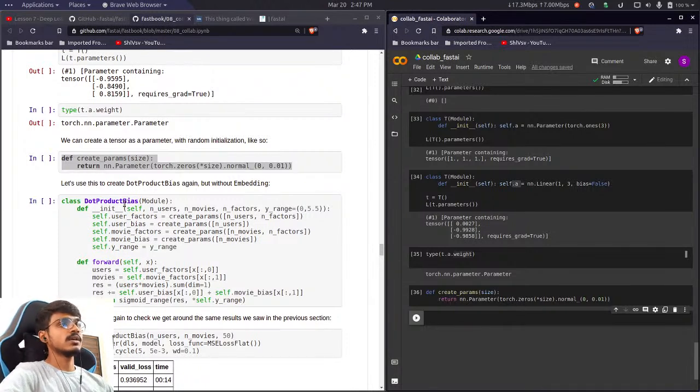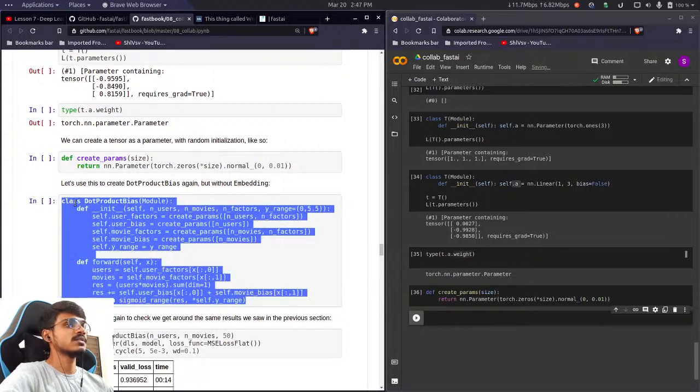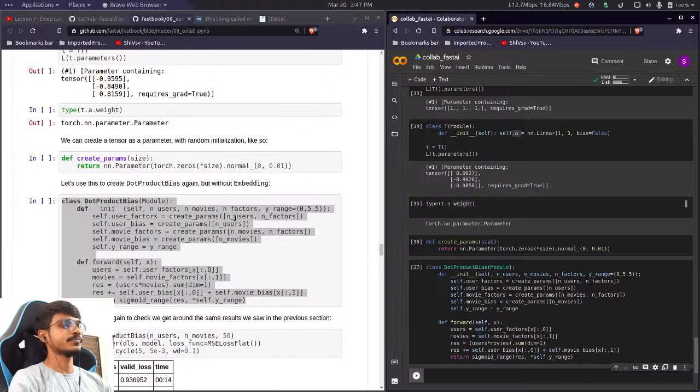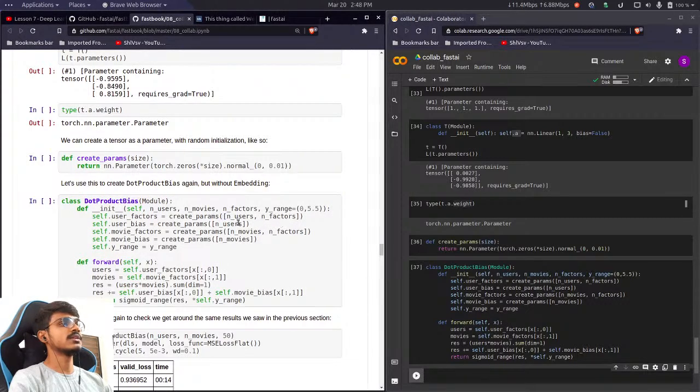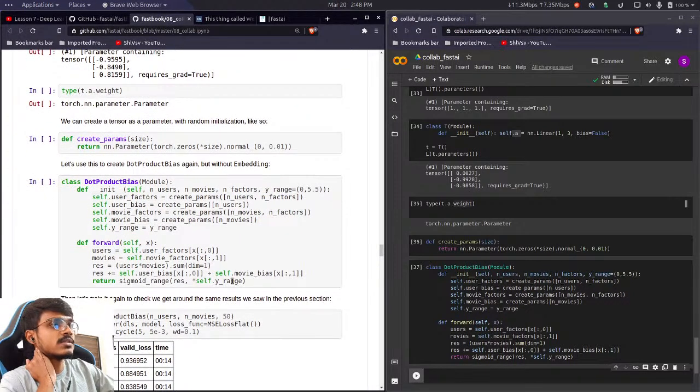Now we can create the DotProductBias again. This time we are replacing the embedding with this function. So embedding is just that, initializing the parameters, random parameters. This time we are creating parameters and we are passing a list containing n_users and n_factors. So it will create a matrix of this size, this many rows and this many columns. For bias as well, it will call the same function. Okay, we are only changing create_params. Everything else remains the same, I guess.